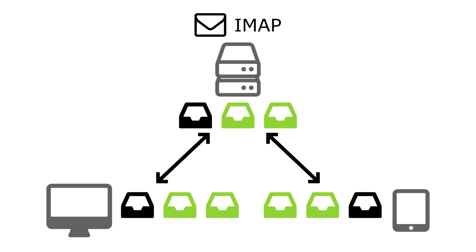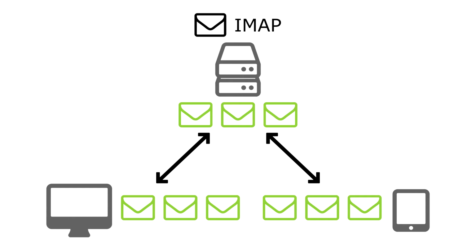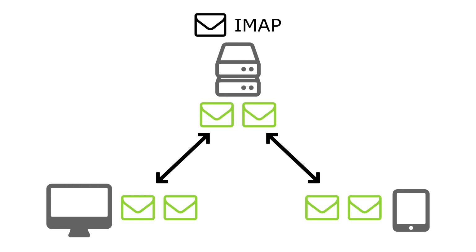IMAP also synchronizes each message's status. For example, whether the message is read or unread, or if any labels are applied to the message. With IMAP, if you read a message on one device, it will be marked as read on all devices. And if you delete a message on one device, it will be deleted across all devices, including the server.